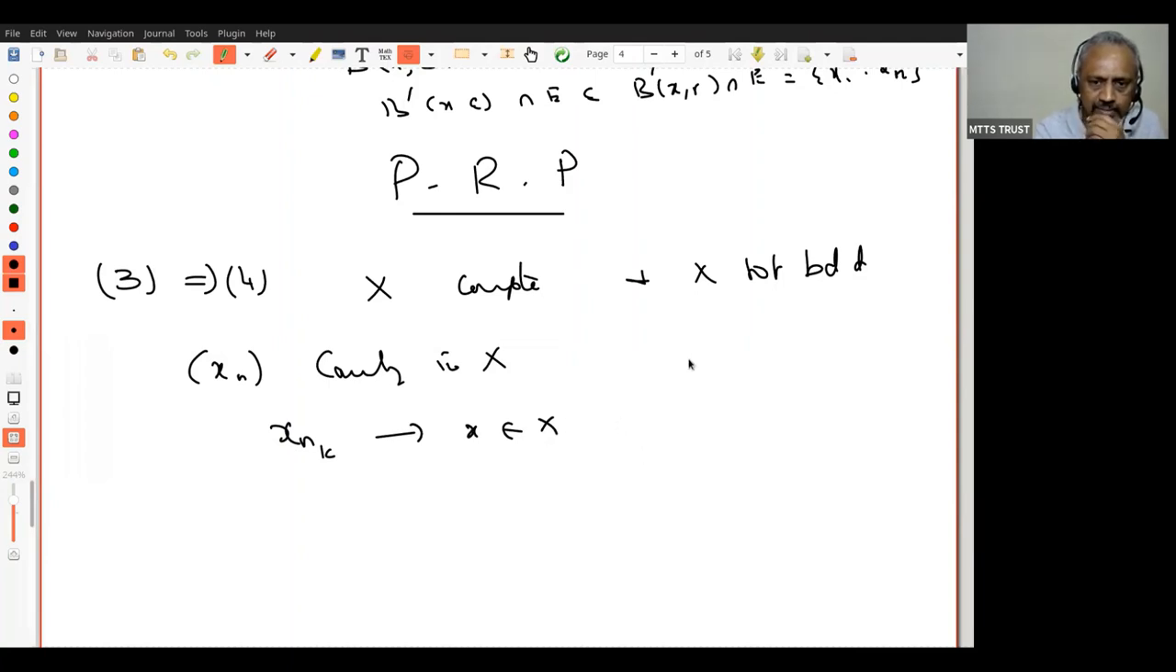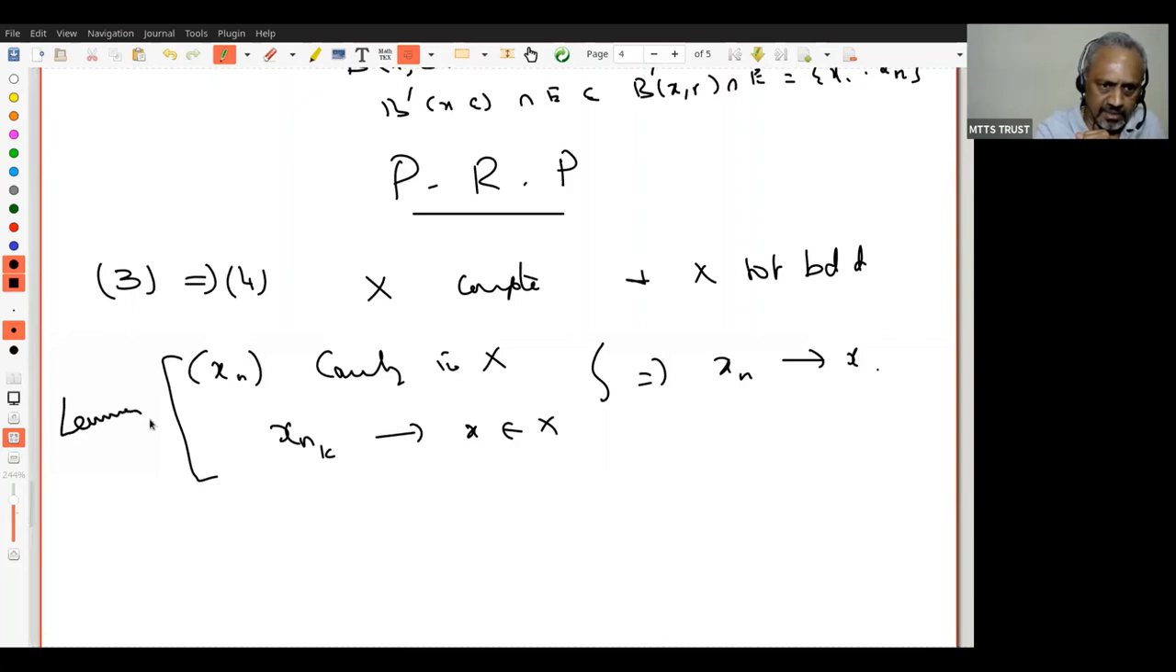But this is a well-known fact. Whenever I have a Cauchy sequence xn, and if I have a convergent subsequence xnk, then xn will converge to x. This implies xn converges to x. Therefore, every Cauchy sequence is convergent. I hope you would have seen it in real analysis. The same proof works in metric spaces. This is, if you want, a lemma. It's a standard fact. I have a Cauchy sequence xn in X, and xnk converges to x, a subsequence. Then the original sequence itself converges to x. Therefore, X is complete.